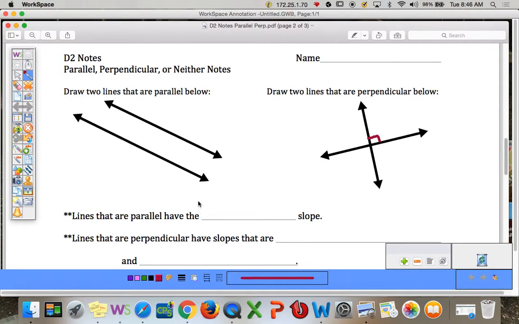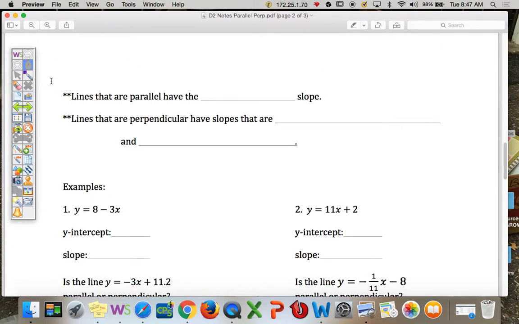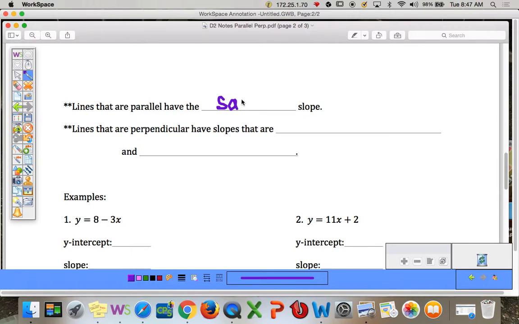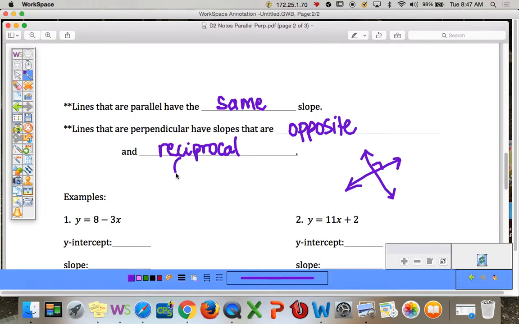And from the activity, we learned that lines that are parallel have the same slope. So if the slope was negative 1/2, the slope would again be negative 1/2. So again, lines that are parallel have the same slope. Lines that are perpendicular, so again, if I draw that, they're two lines that cross at a 90-degree angle. Lines that are perpendicular have slopes that are opposite and reciprocals. So I'm going to say one's flipped.